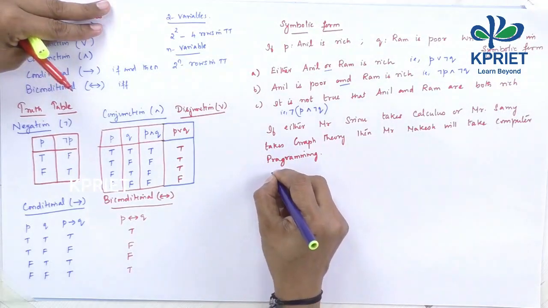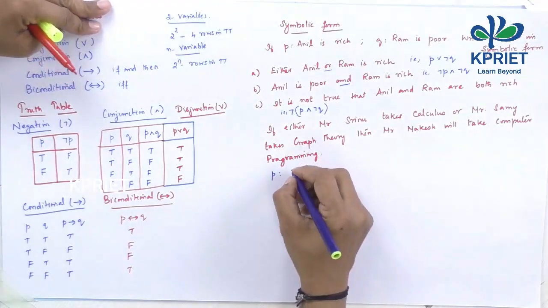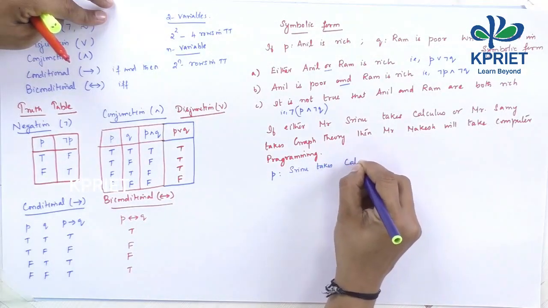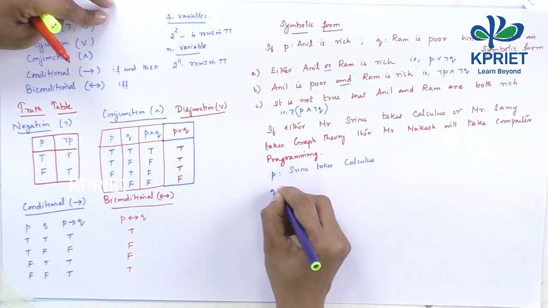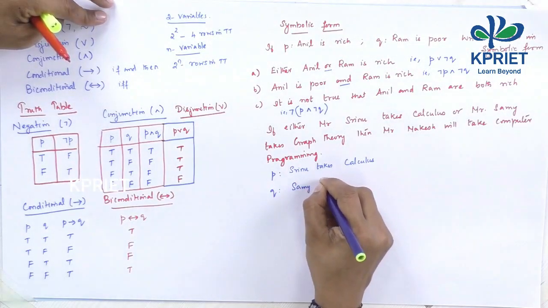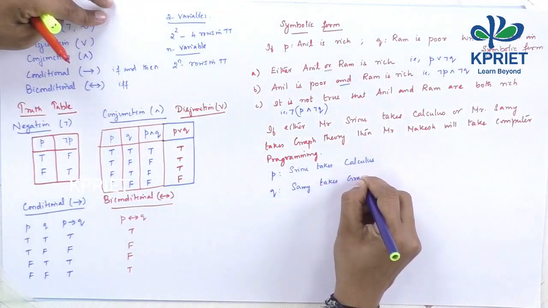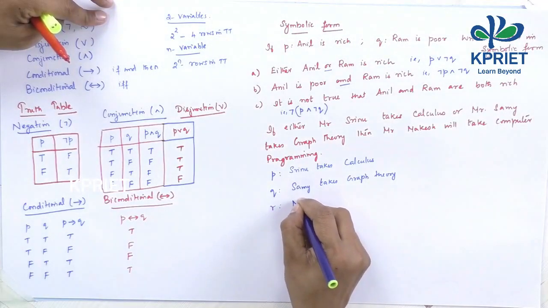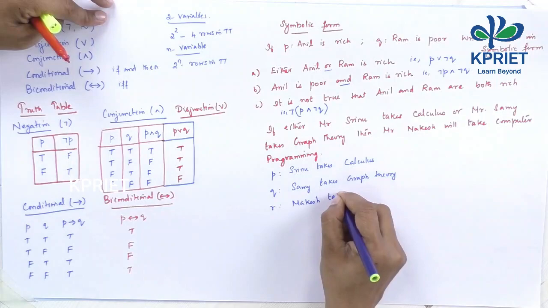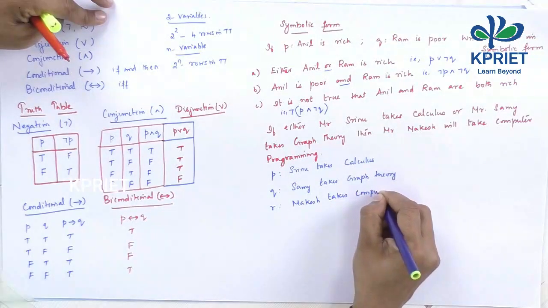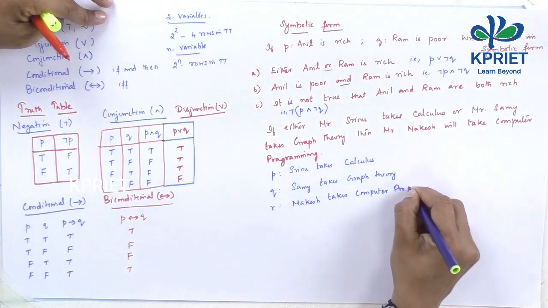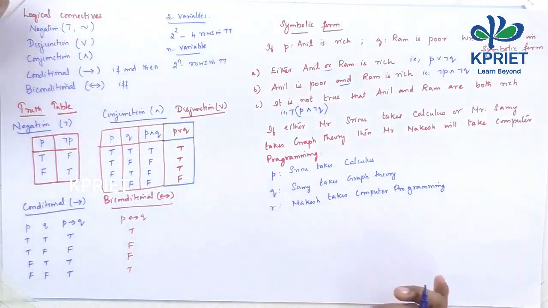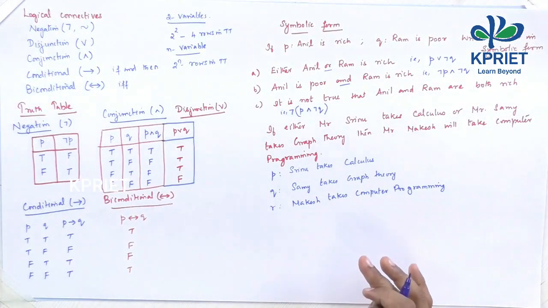Srinu takes calculus, let it be P. Next is Sami takes graph theory, and Magesh takes computer programming. So these are the three keywords which we have identified in the given statement. So I have denoted them as P, Q, R. Now we will have to symbolically write it down.